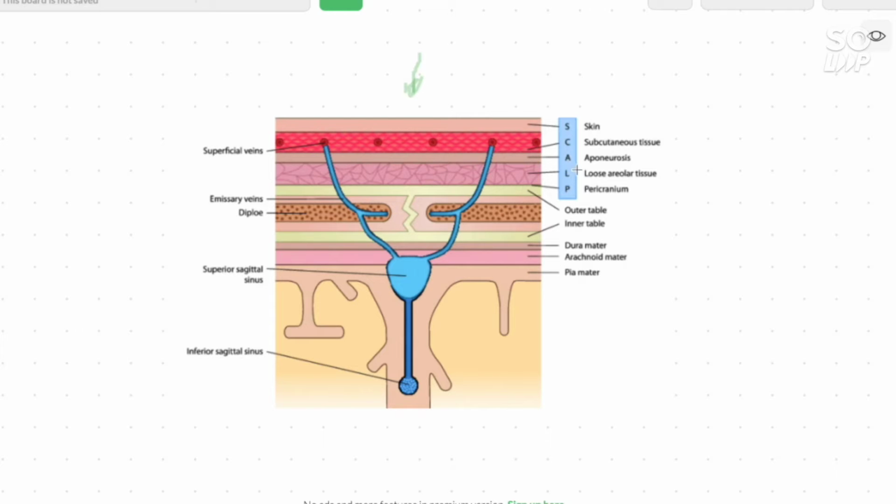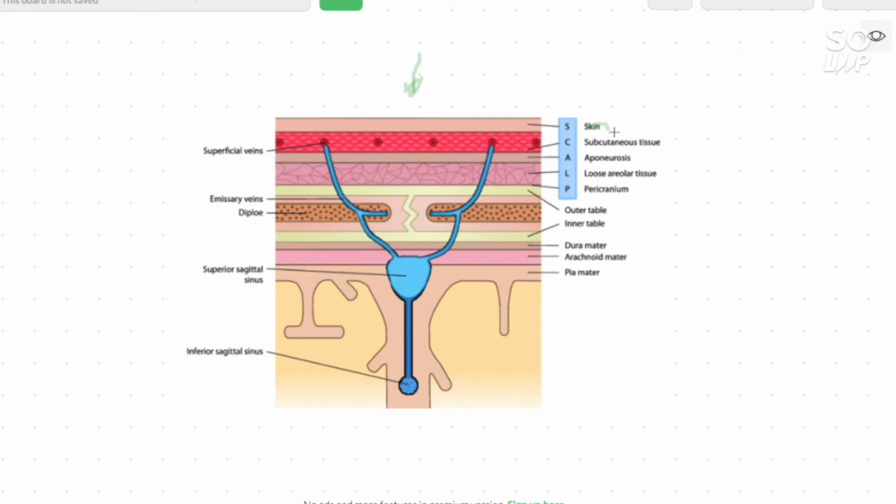So the first layer is your skin. The outermost layer of your scalp is your skin. The skin actually contains the hair follicles and sebaceous glands. Thus, this is a common site for sebaceous cysts.